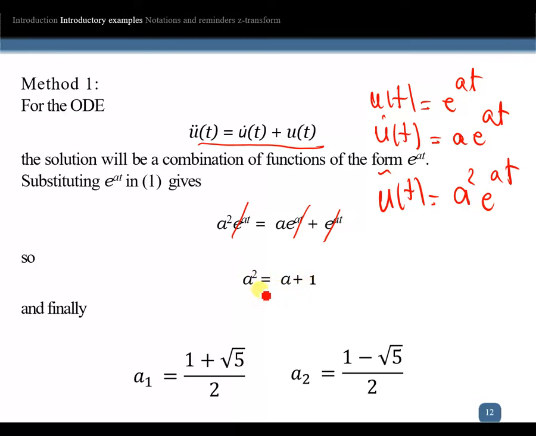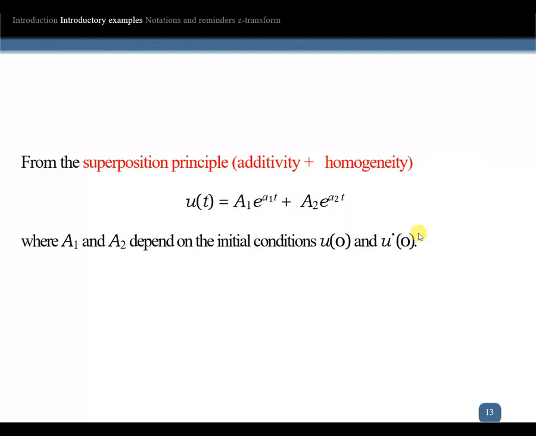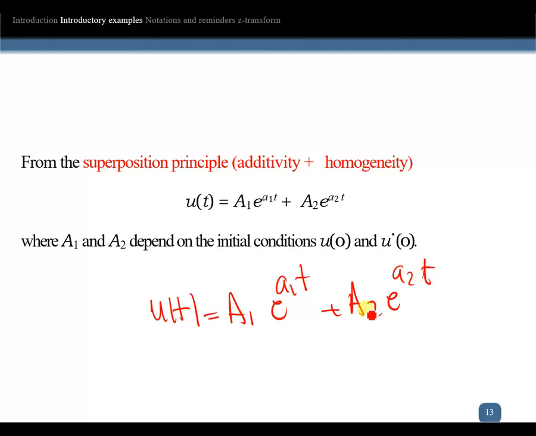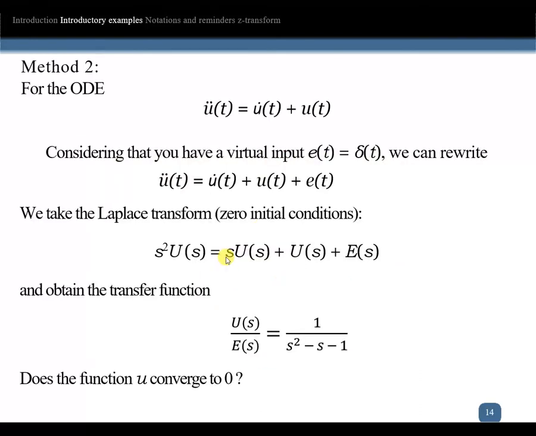You can find the two values of a: a1 is 1 plus root of 5 divided by 2, and a2 is 1 minus root of 5 divided by 2. And in the superposition of the system, that means u(t) will be A1 e^(a1 t) plus A2 e^(a2 t), and you find the A1 and A2, and you can substitute in this system, you can find the u(t).